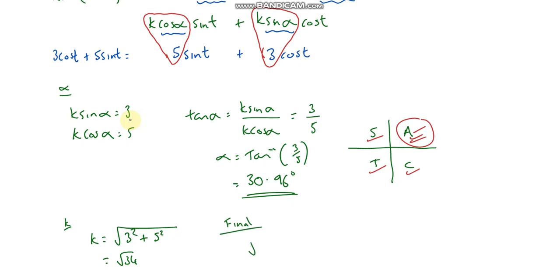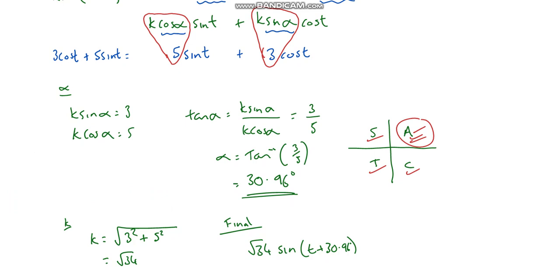So I'm just going to put that all together. So root 34, that's my maximum and minimum of my wave function, the number in front, yeah? And then I've got, was it t we said? t plus 30.96. So that's the movement. That's saying our wave has been moved to the left 30 degrees.